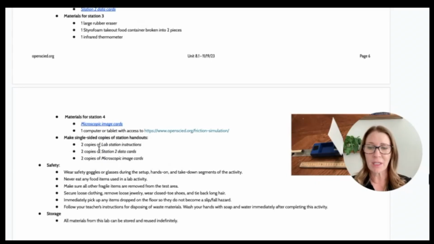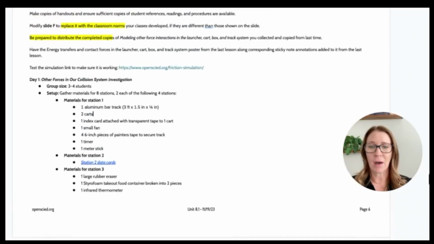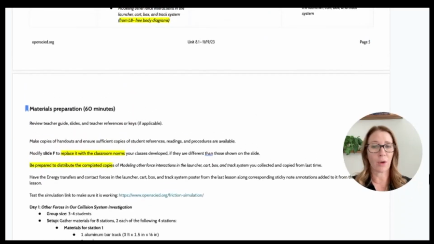There are a few handouts that you'll need. The lab station instruction cards. These will need to be printed out. There's 4 stations on one handout. So print out 2 copies, cut them up, put the instructions for each station at the respective station. You will also need, as listed above, the data cards for Station 2 and the microscope image cards for Station 4. So 2 copies of each for 2 stations. Okay, so that is the basic instructions for the stations investigation prep.